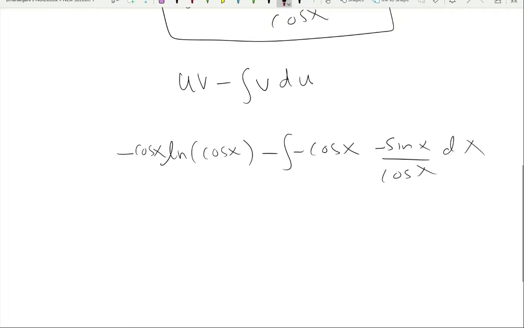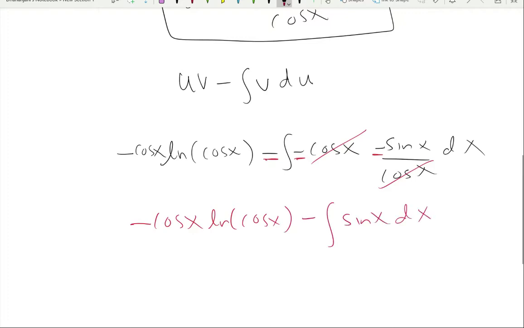Now cosine x cancels out. Okay, now here let's deal with these negatives carefully. Negative times negative is positive, and with this negative it's negative again. So negative cosine x, natural log cosine x, and here, with the negative, you have to integrate sin x.